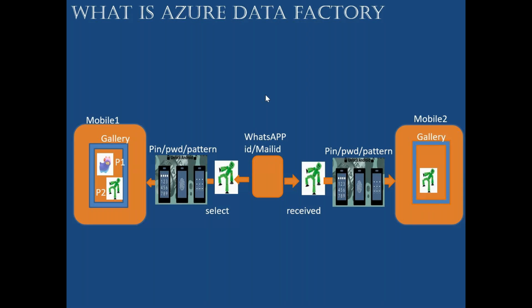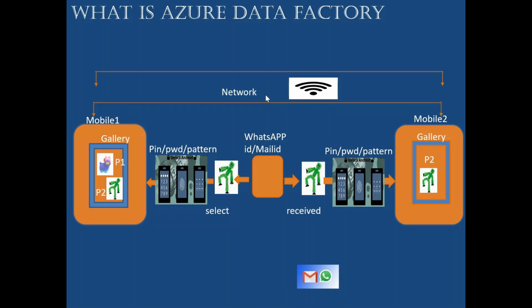So when we send it, it will be received into the mobile two gallery. But who will be doing all these things? The network is doing it. Who is managing this? Apps, the WhatsApp application, or the email web app or email application. So these things are basically handling or managing these things. This is one of the examples we have given here.